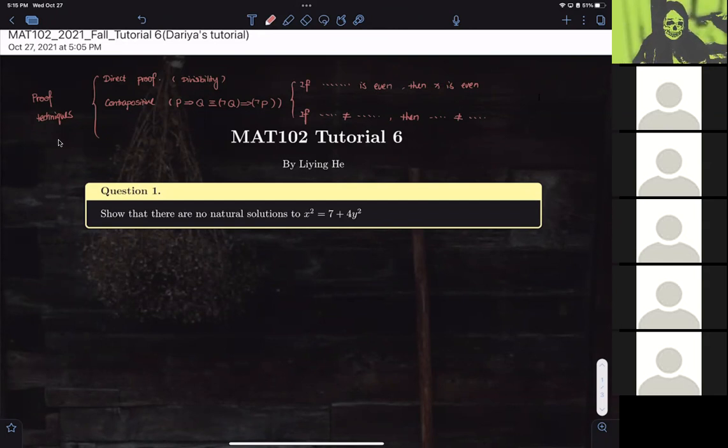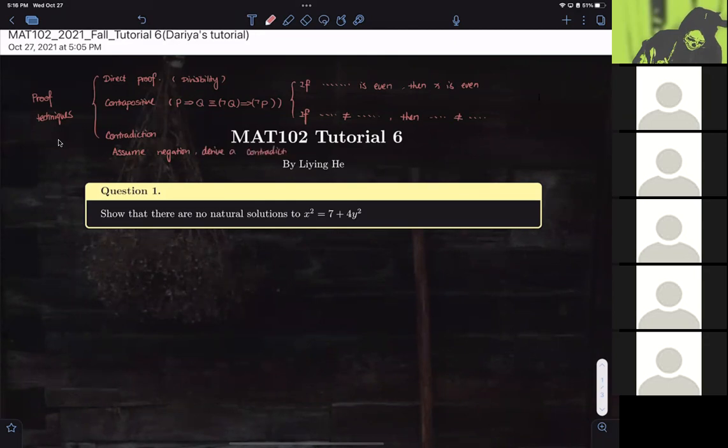Most likely they will tell you which method to use in the question, but sometimes they don't, so you need to figure out which method you want to use. And lastly, we have contradiction. Contradiction is when you assume the negation and then in your proof you derive a contradiction. So you assume the negation of the original statement, you figure out it's a contradiction, so it's always false.